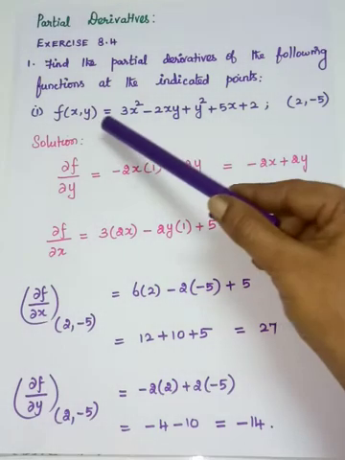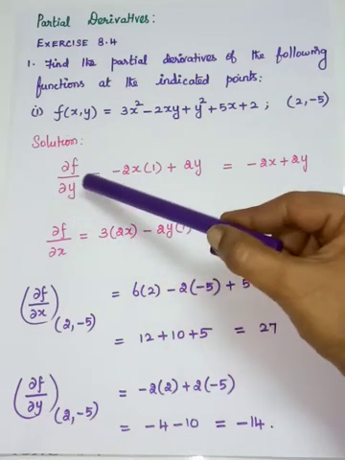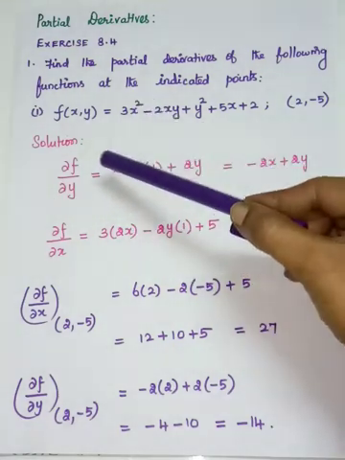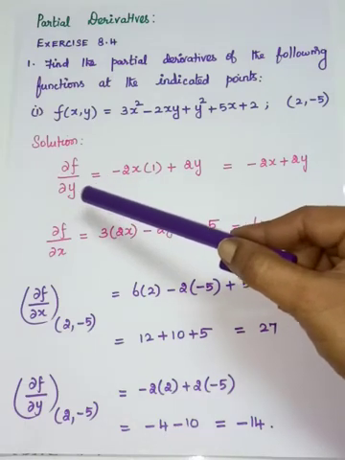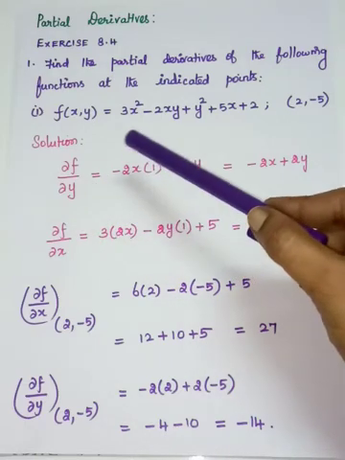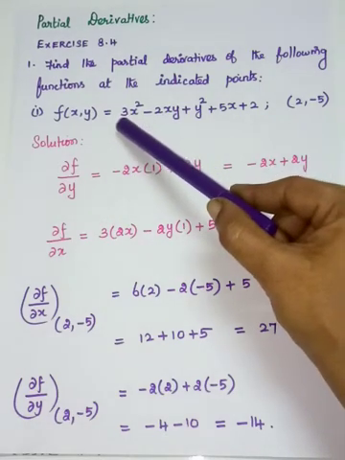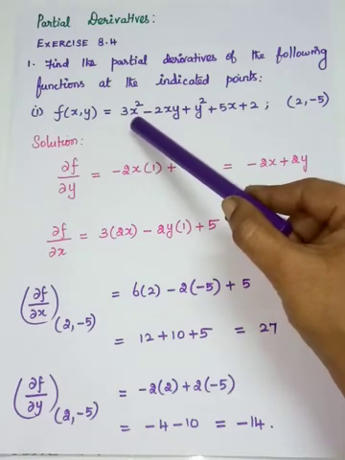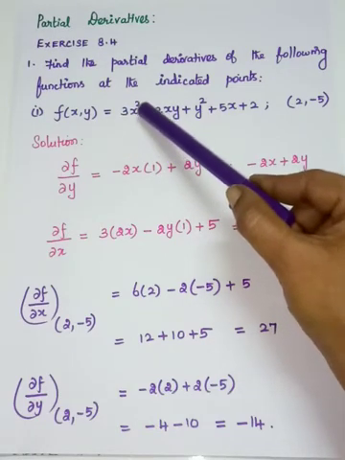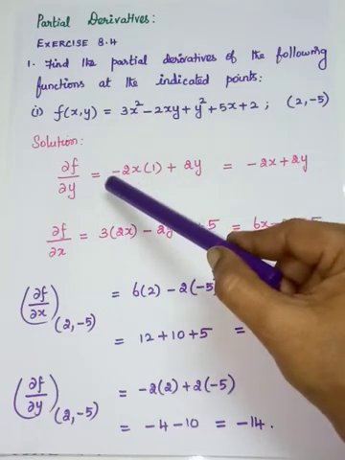Okay, and go for ∂f/∂y. So now what are you going to do? You are going to differentiate f partially with respect to y. Okay, so treat x as constant. See that first term, 3 is a constant. If x is a constant, then x squared is also a constant. So in 3x squared, the whole term is a constant, whose differentiation is 0.